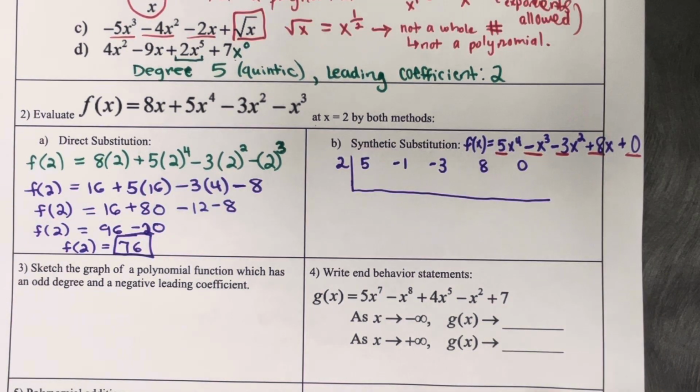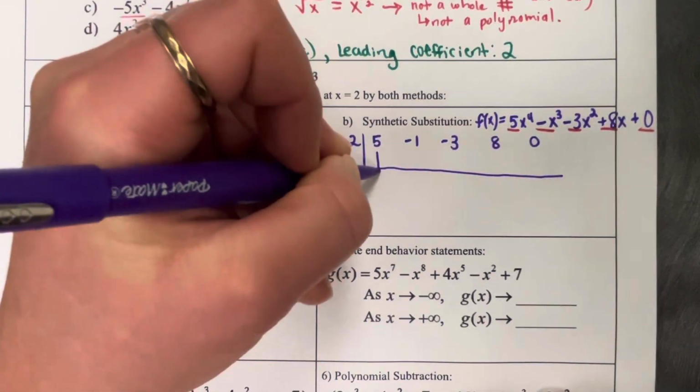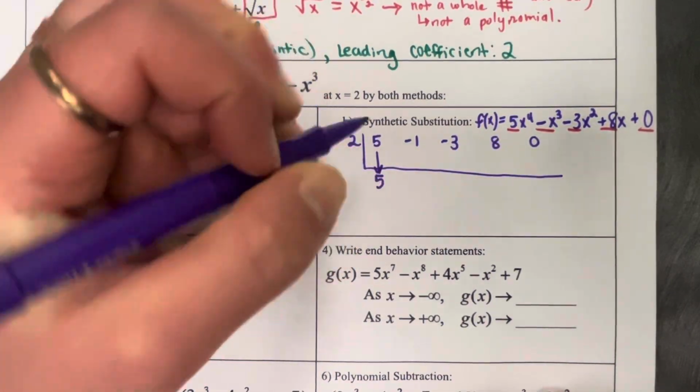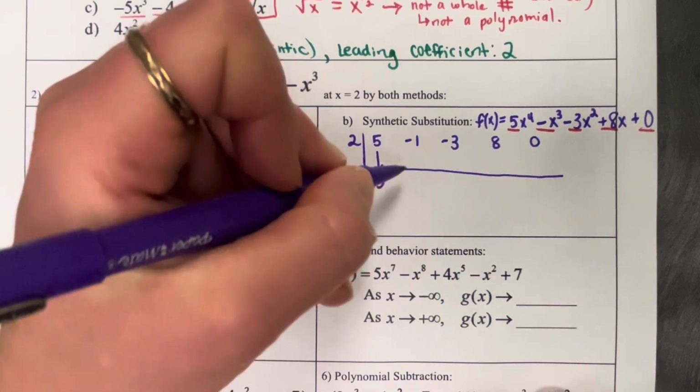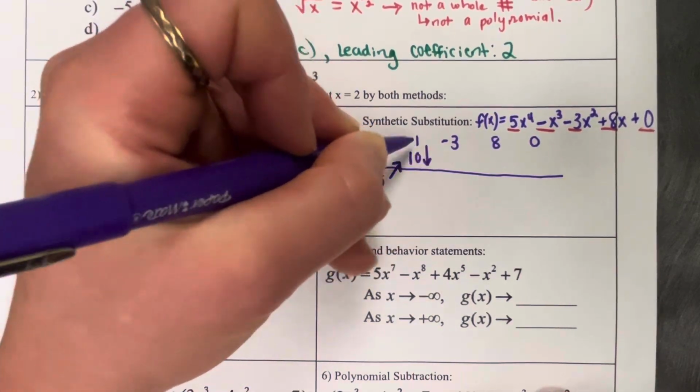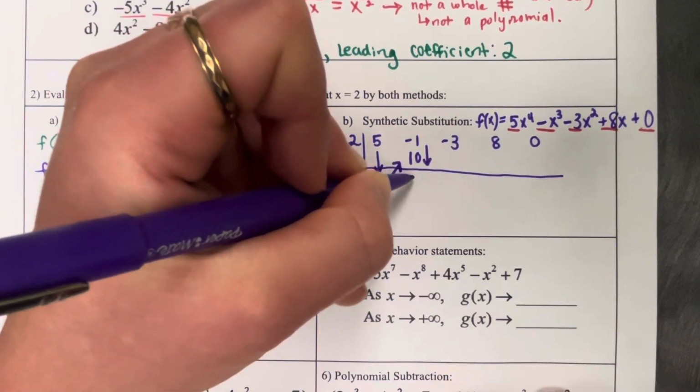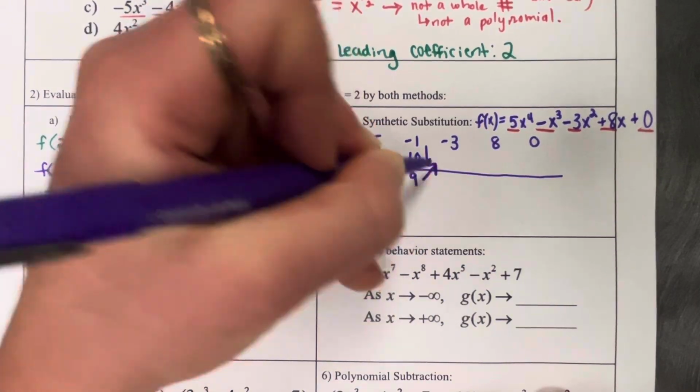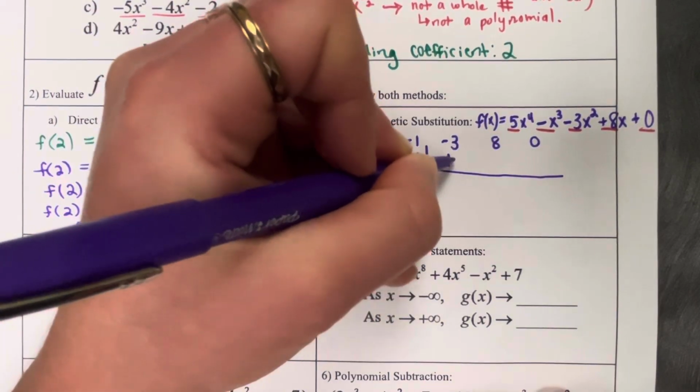Then we perform our synthetic substitution. So the first thing we do is bring our 5 down below the line, and then we do 2 times 5 to get our next value of 10. And then we bring down negative 1 plus 10, and that would be 9. And then we do 2 times 9, that's 18.